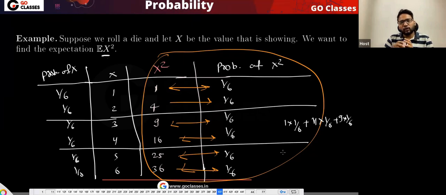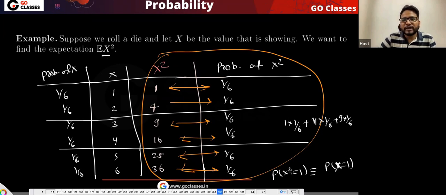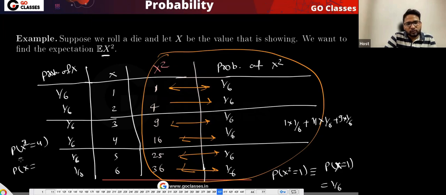Okay. So basically what we are doing, we first want to find out the PMF of x square. Once we find out the PMF of x square, then expectation is easy. And why are the probabilities like this? Tell me, what is the probability that x square being 1? Can I say it is the same as the probability that x being 1? Because x square can be 1 only when x is 1, and this is 1 by 6. What is the probability that x square being 4? It means that x is 2. This is the same as the probability that x is 2, which is 1 by 6. Right? So that's why the probabilities are 1 by 6 here also.